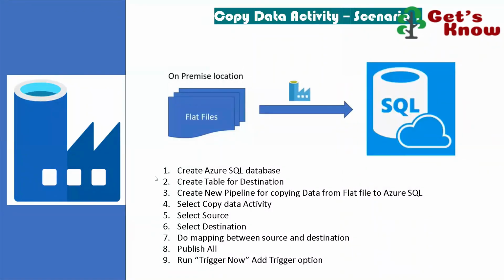In the previous session, we saw the copy data activity. In that scenario, we saw how to move data from local to cloud. In the local, we had a file, and in the cloud, we had a database table. We moved the data from that file to the Azure SQL database.